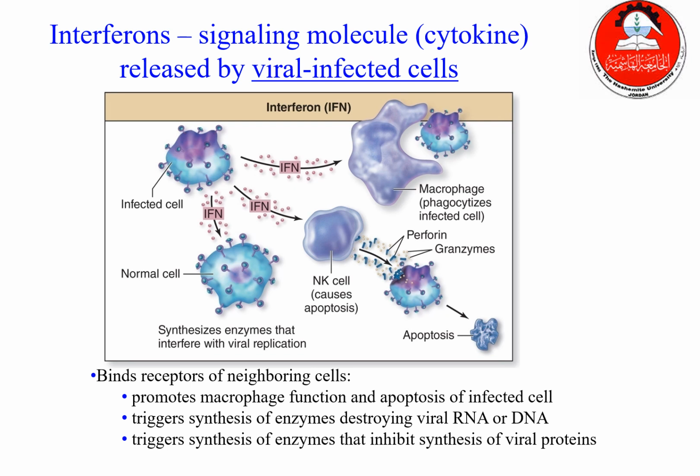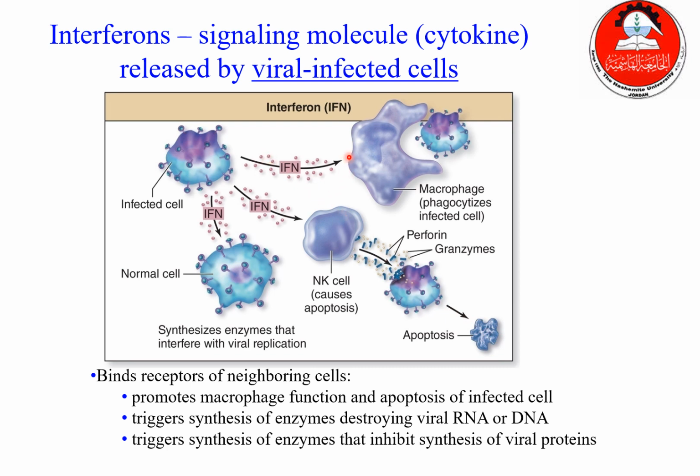So what does interferon do, especially in viral infected cells? So this is an infected cell. It leads to the production of the cytokine, which is the interferon, where it is going to be picked by receptors on a normal cell. It is going to lead to synthesis of enzymes that interfere with the viral replication. Also, it's going to trigger the natural killer cells to target virally infected cells, produce perforins, granzymes, and lead to death and apoptosis of the virally infected cell.